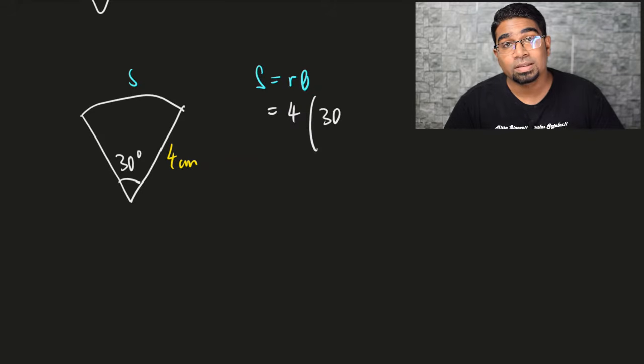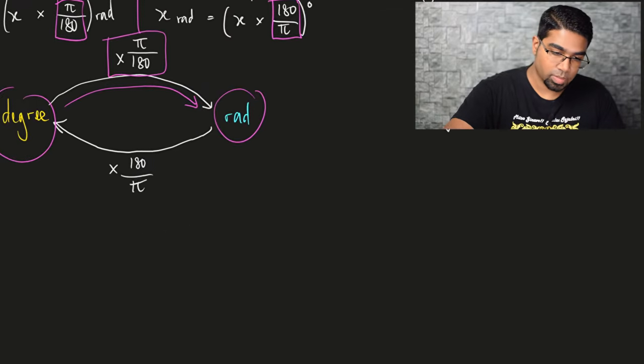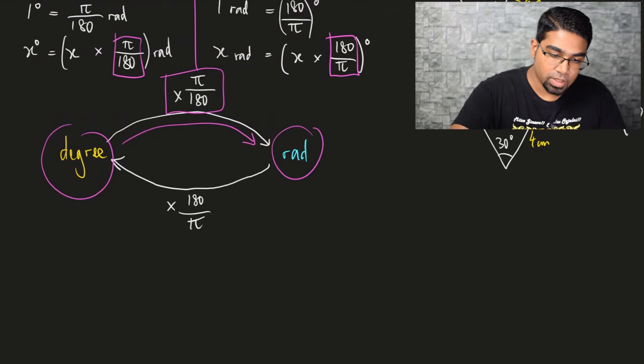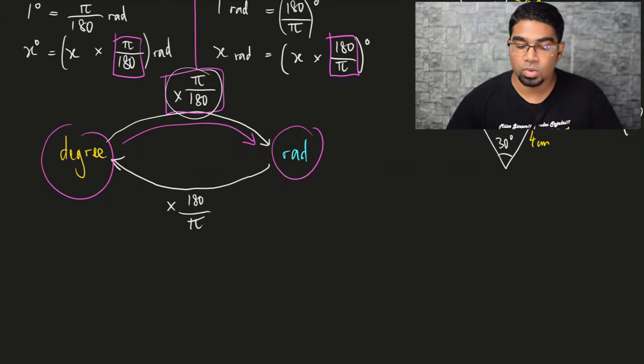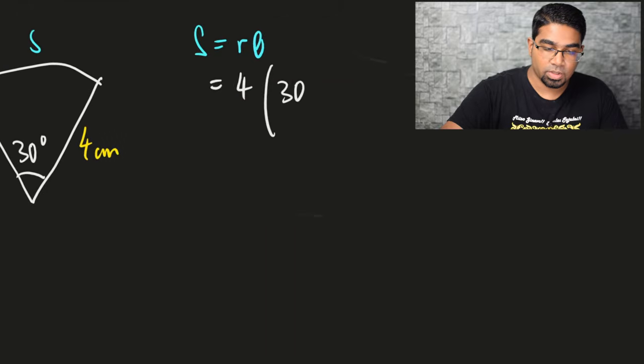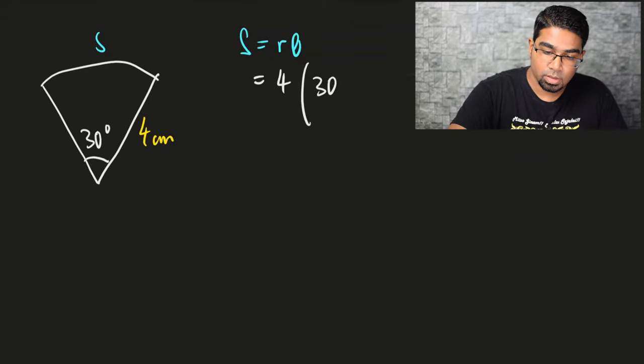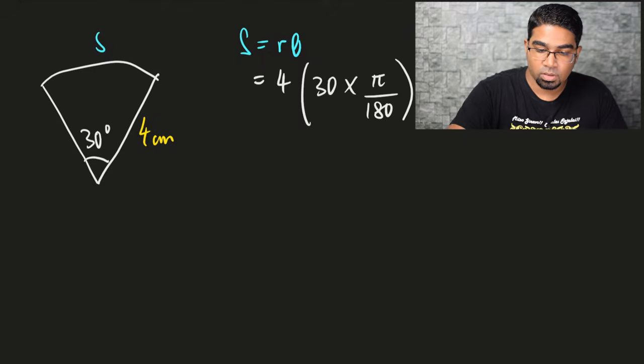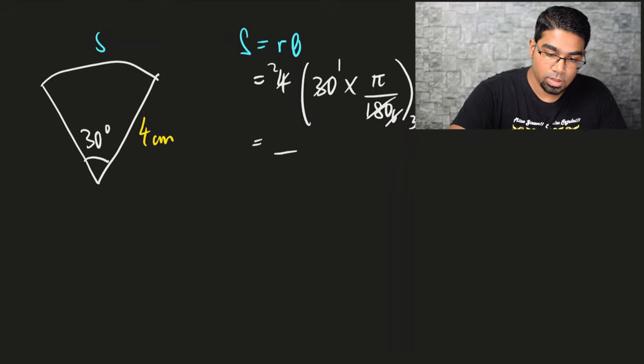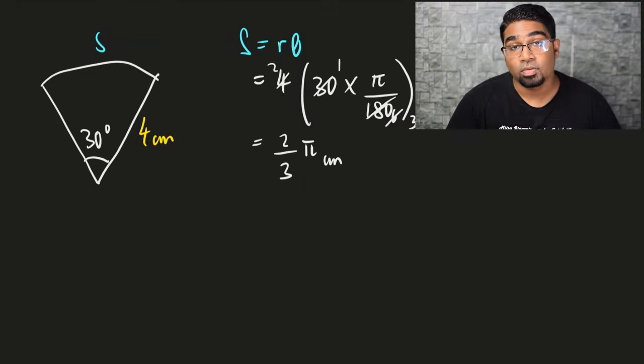Now this time, since the angle is in degrees, we need to convert to radians. So we use the same method to convert. Just look back at the formula here. We are starting at degrees and going to radians, so we multiply by pi over 180. That's all we have to do here. So 30 times pi over 180 gives us 2 over 3 pi centimeters. So this is the length of the arc.